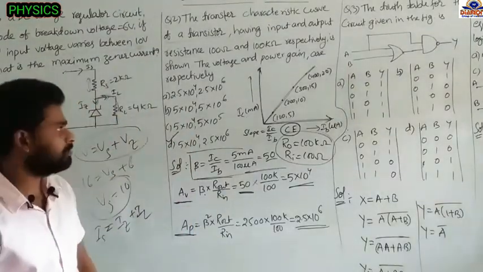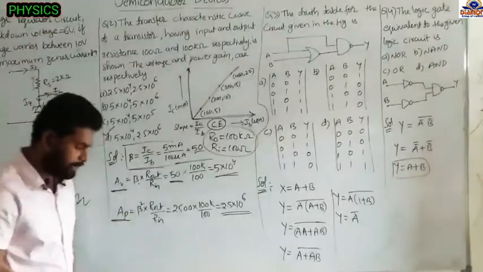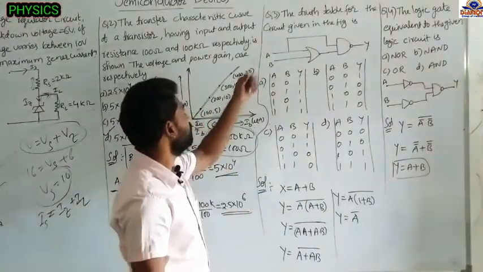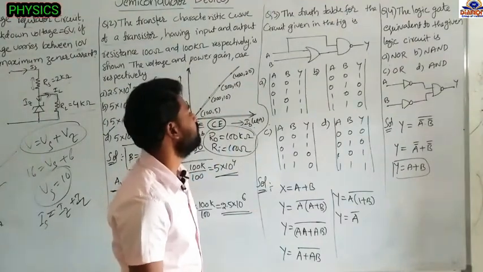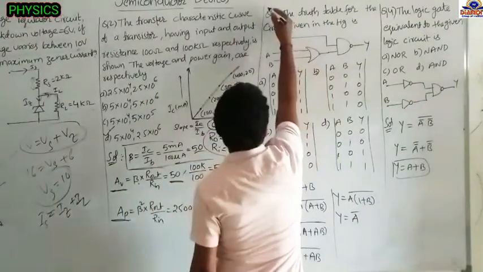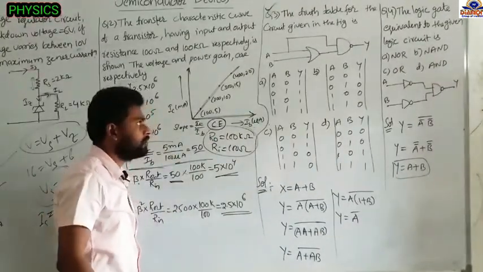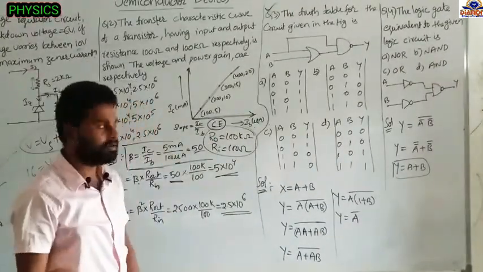Like this we have to solve the question. This was asked in last year's mains exam, in 2019. Now, the truth table for a circuit given in the figure. Don't underestimate this type of question; it is very important, so do it carefully. By using De Morgan's equations we will get it very easily.